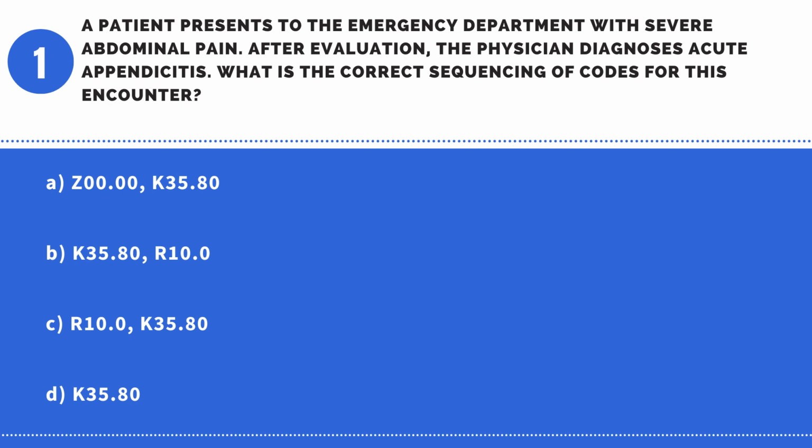Question 1. A patient presents to the emergency department with severe abdominal pain. After evaluation, the physician diagnoses acute appendicitis. What is the correct sequencing of codes for this encounter?